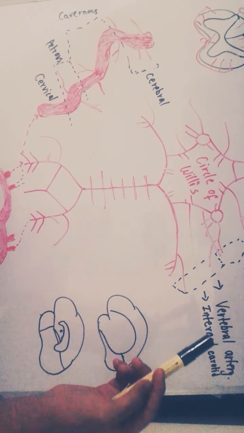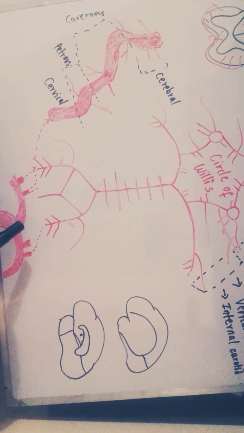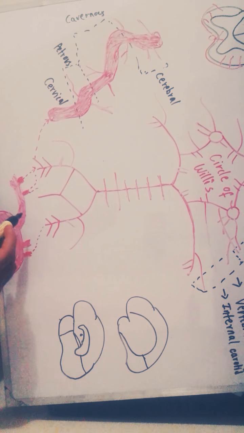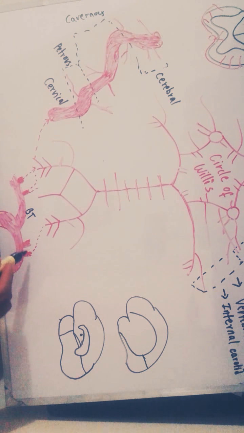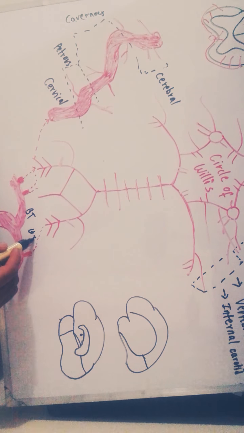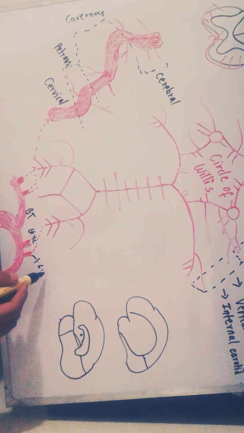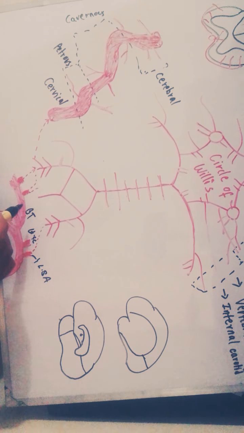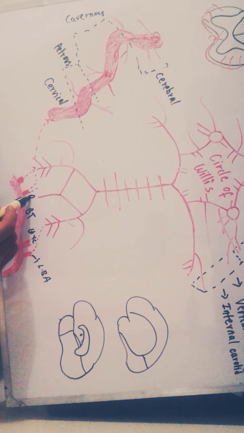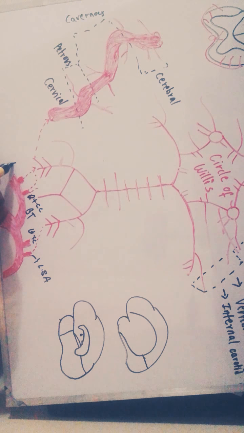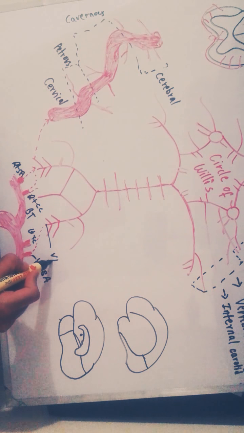So we have here, this is our arch of aorta, brachiocephalic trunk. This is our brachiocephalic trunk, and this is left common carotid, and this is our left subclavian artery. And on the right side, this is our right common carotid and right subclavian artery. The branch of the first part of the subclavian artery is the vertebral artery. So these two are the vertebral artery. This is our vertebral artery.